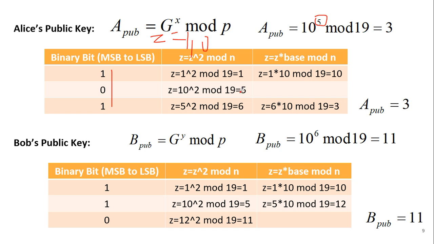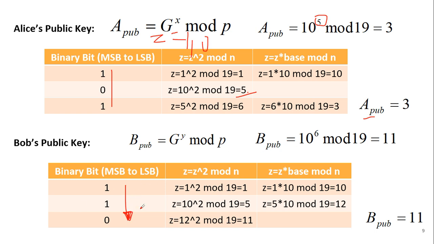Now 0. When the bit is 0, we perform only one operation, that is square. And when the bit is 1, we do both operations, square and multiply. Now again 1. So z updated: 10 square mod 19 is 5, wait, 5 square mod 19 is 6, and then z is equal to z into base, 10. So 6 into 10 mod 19 is equal to 3. So A public gets generated, 3. Here I am explaining on the fast track because I have already published the video, so better you watch the video, so it is very easy to understand.